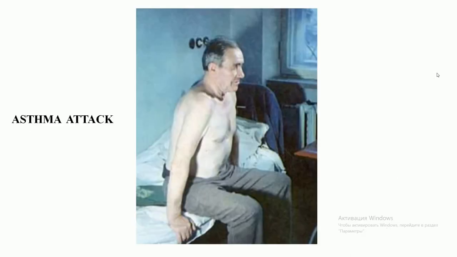In this case, a clinical example of a typical Fawcett position of a patient during an asthma attack is presented to your attention. The patient leans his hands on the bed to improve the work of the respiratory muscles.